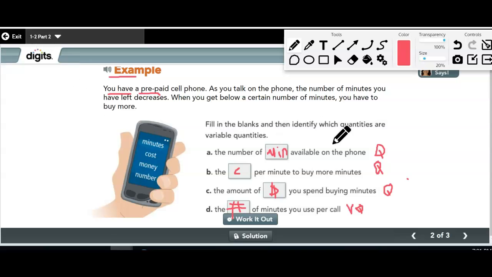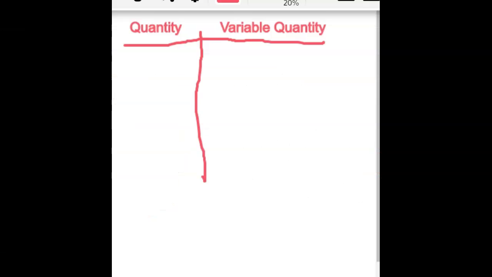Again, quantities are going to be something that we can measure. Variable quantities are something that's going to change. We don't know. All right, let's go ahead and move on to the next problem.